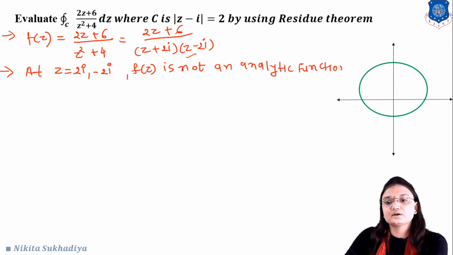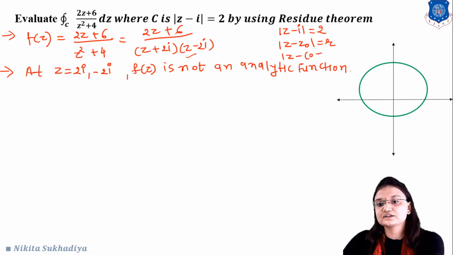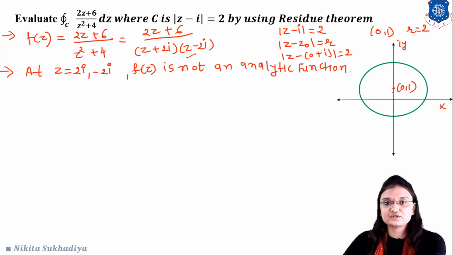Okay. Next, second, we have the circle |z − i| = 2. Modulus of z minus i is equal to 2. Compare this with modulus of z minus z0 is equal to r. So this is nothing but z − 0 + i = 2. So here we have center point (0, 1) and radius r = 2. So this is the circle.